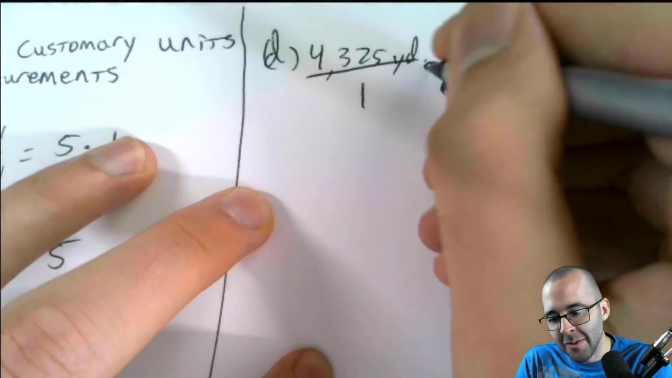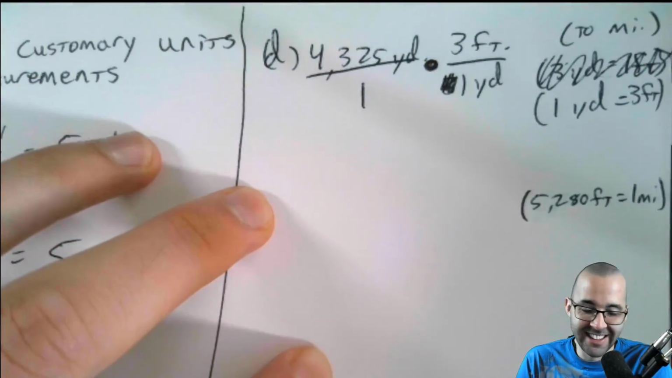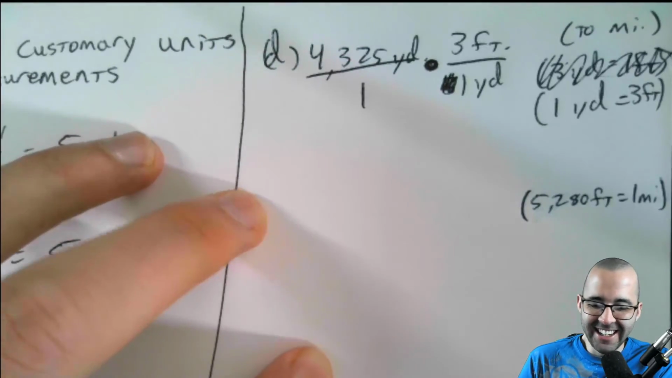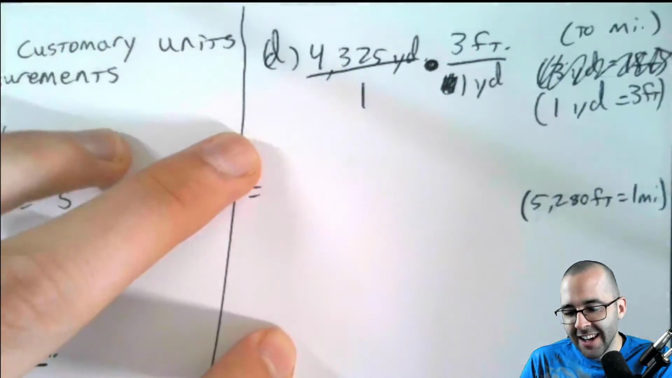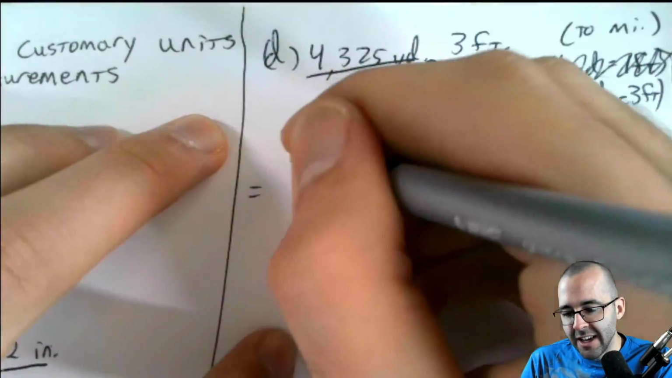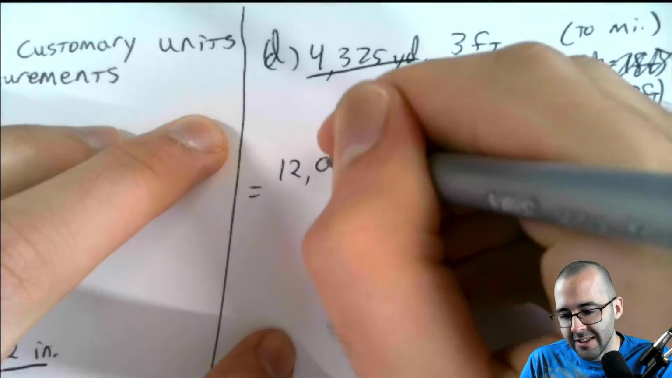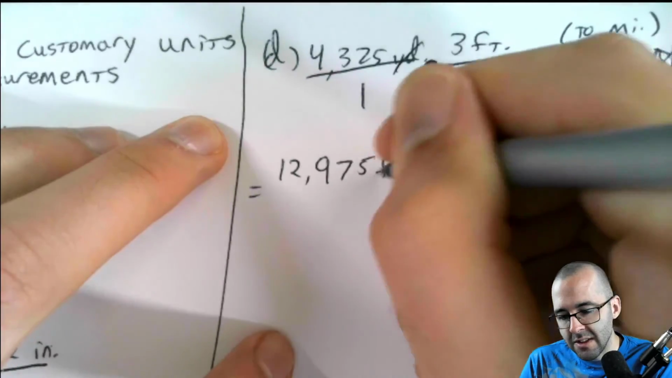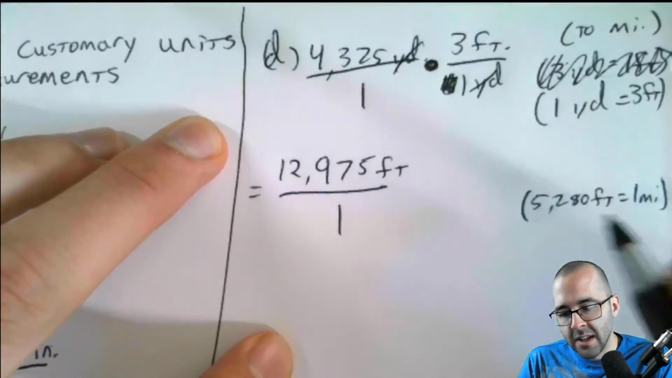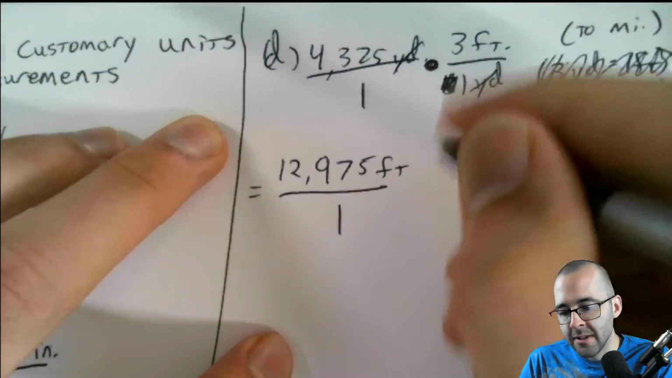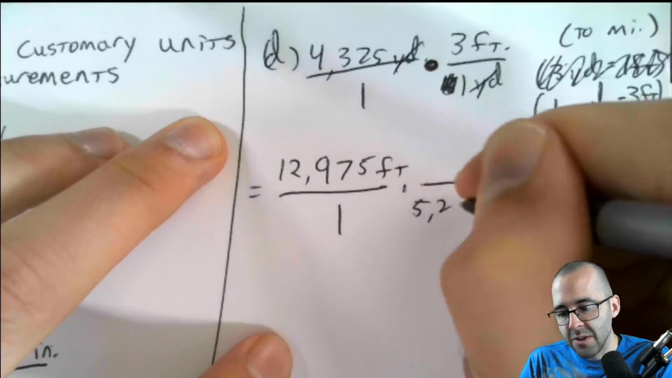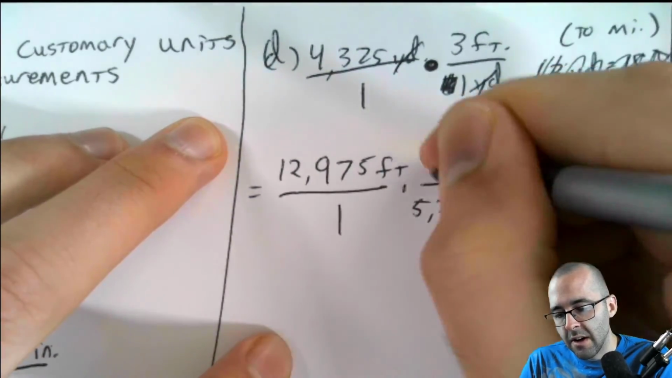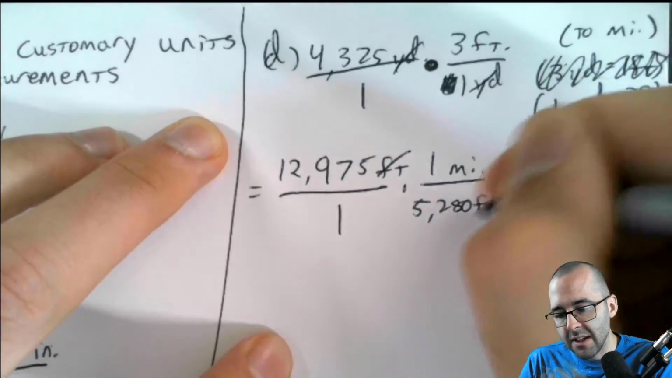All right, so we're going to multiply these together, not an equal sign. Oh, it's going to be one of those kinds of days for me. All right, we multiply this out and use a calculator. Hopefully you get 12,975. The yards cancel. We're just left with feet over 1. And now we need to correlate feet to miles. So we multiply by 5,280 feet are in 1 mile. The feet cancel.